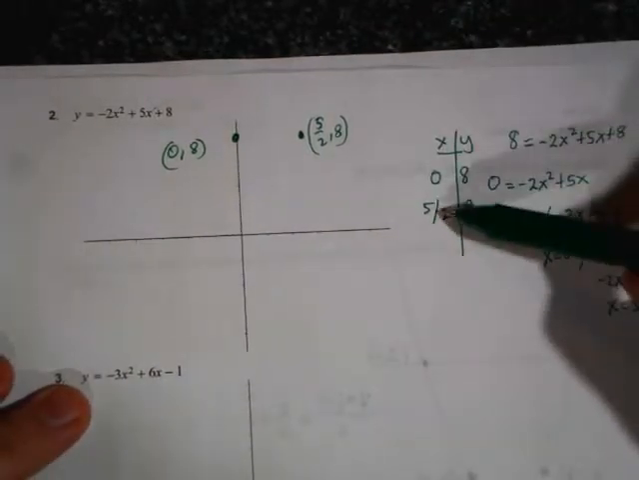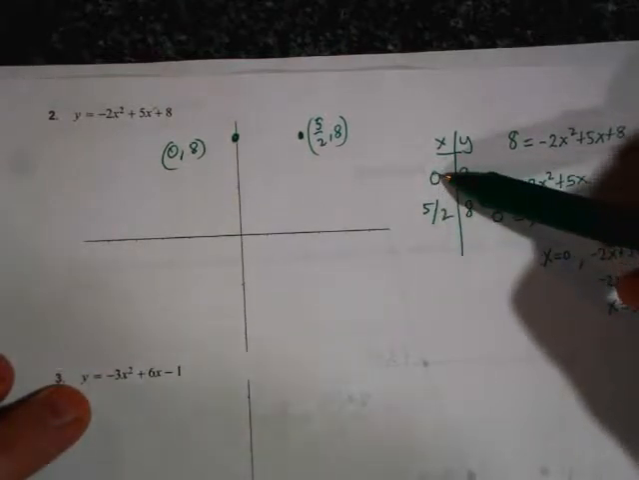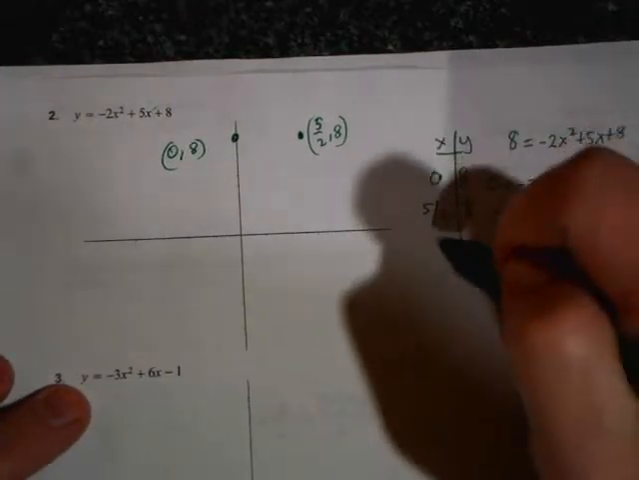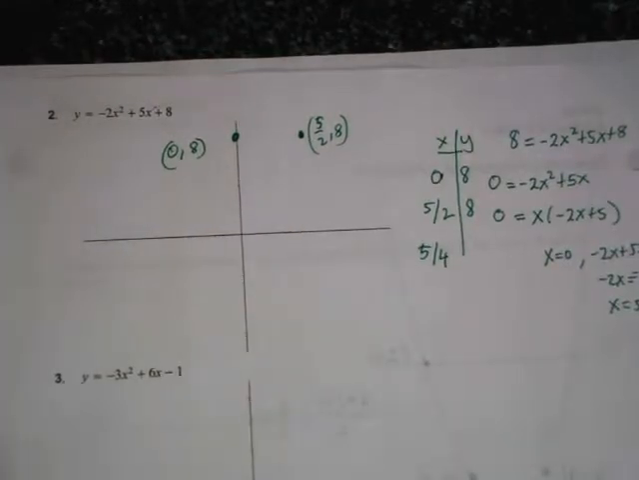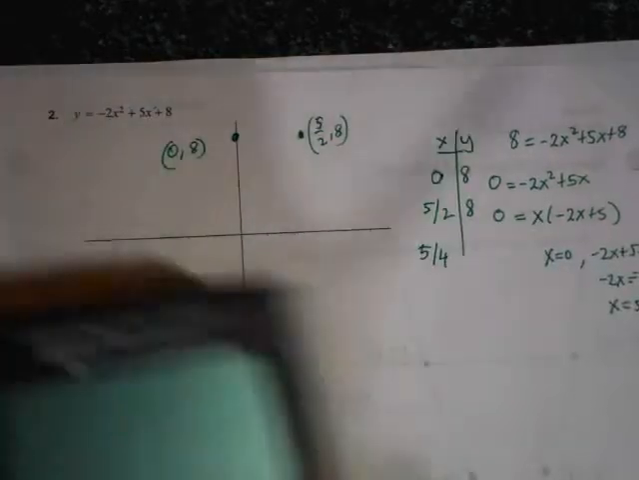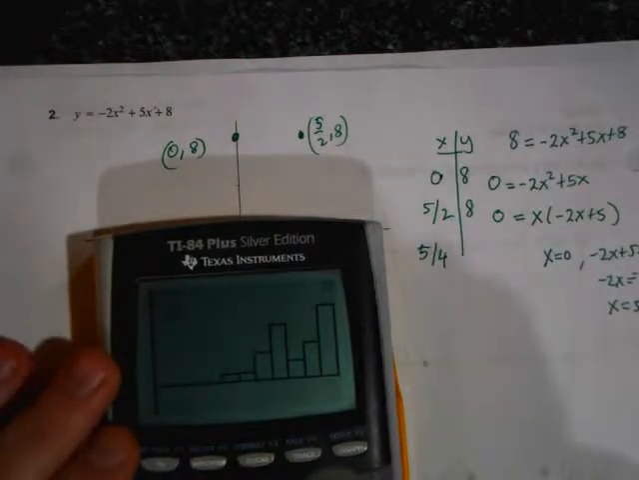Now, to find halfway between 2 numbers, we add them together. We take 5 halves plus 0, that's 5 halves, and then we divide it by 2. 5 halves divided by 2 turns out to be 5/4. So I've got to take 5/4 and plug it into this equation. I'm going to use my calculator.